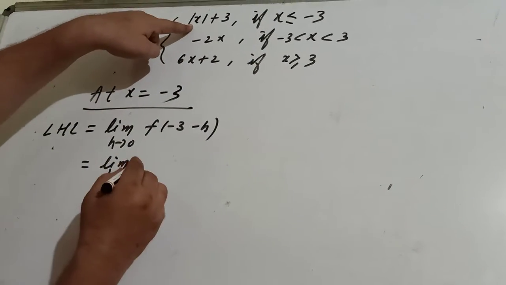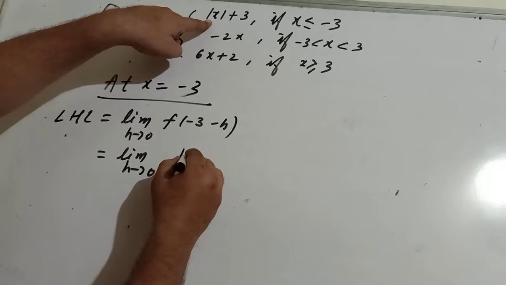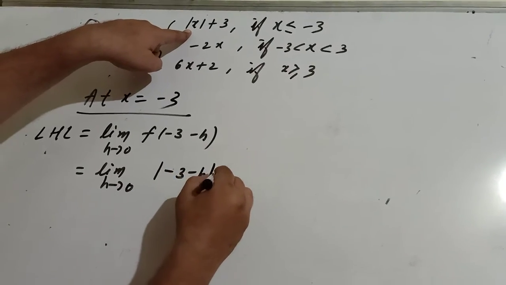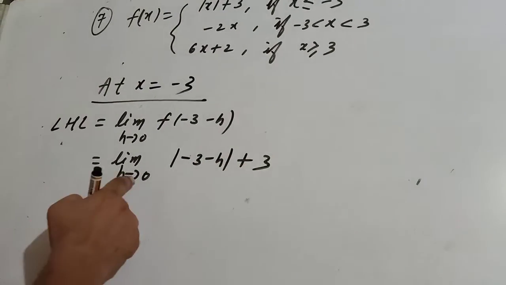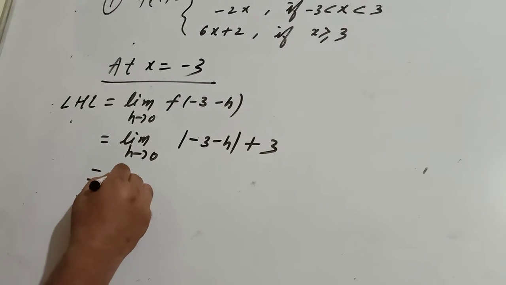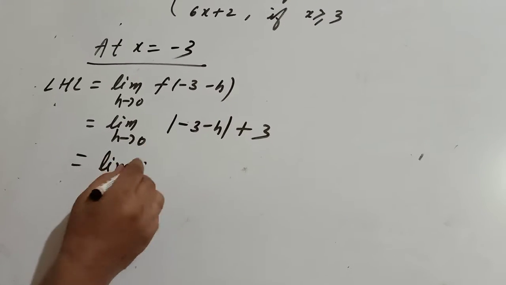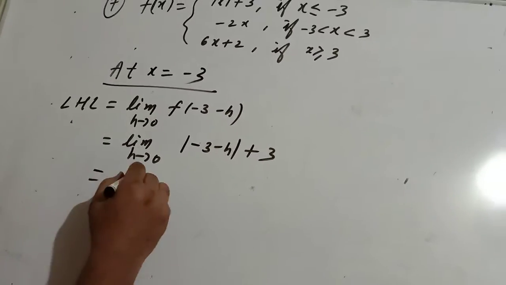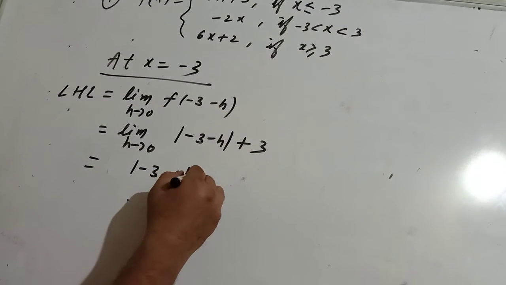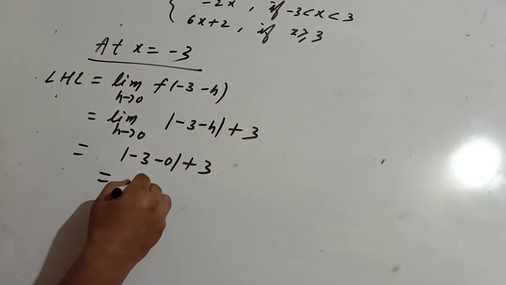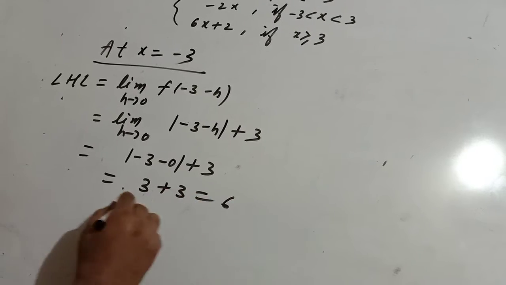In place of mod x, we'll write mod minus 3 minus h plus 3. But h tends to 0. So this is limit h tends to 0. If you are putting the limit, this will become mod minus 3 minus 0 plus 3. And we know that mod minus 3 is 3. So 3 plus 3, 6.